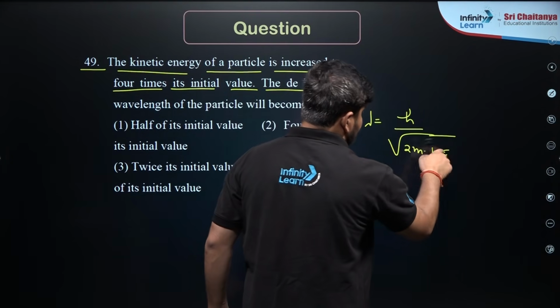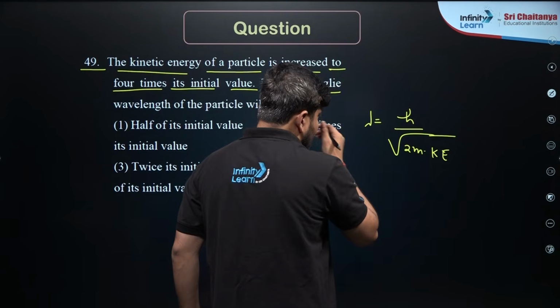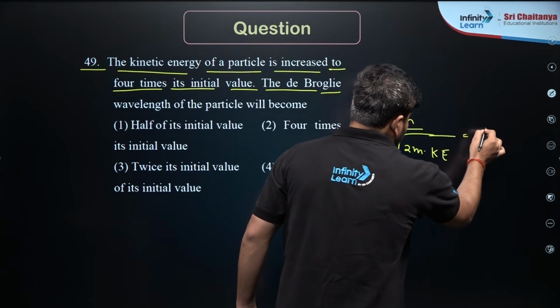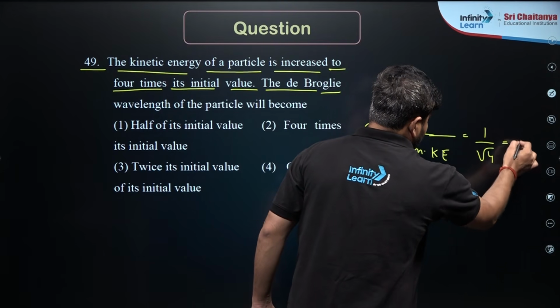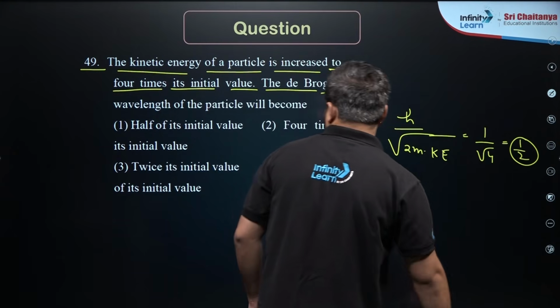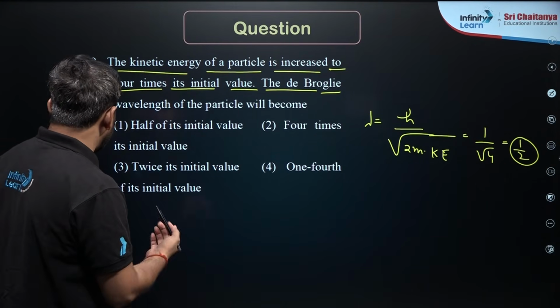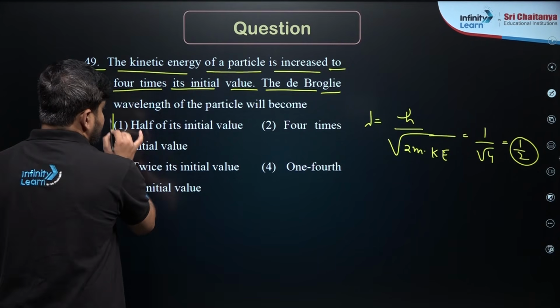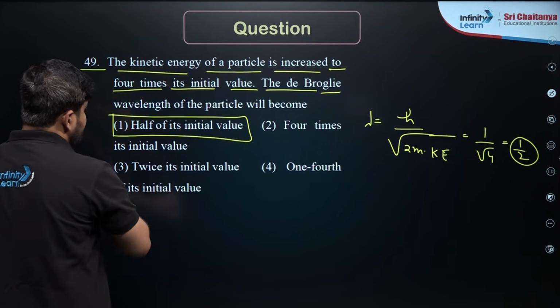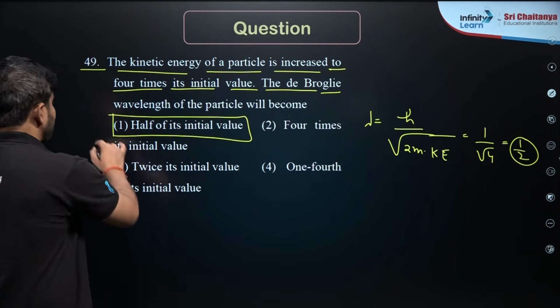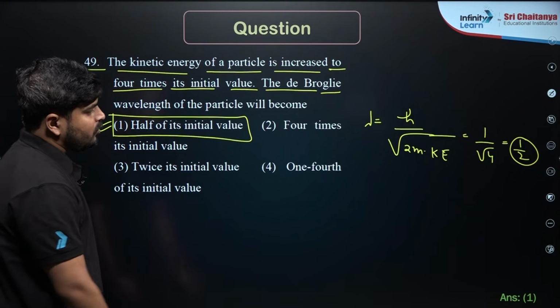So here KE is 4 times. So here it will come 1 by under root 4. It means it will come 1 by 2. So half it will come. Anywhere if it is given, half of its initial value. So which one is the correct answer? The first option is the correct one for this question.